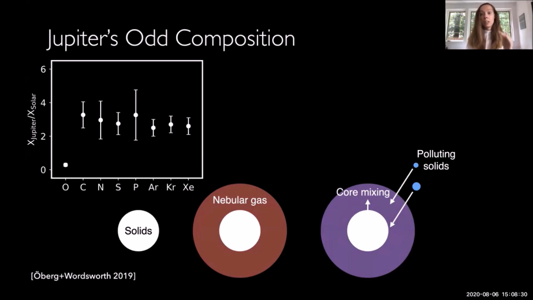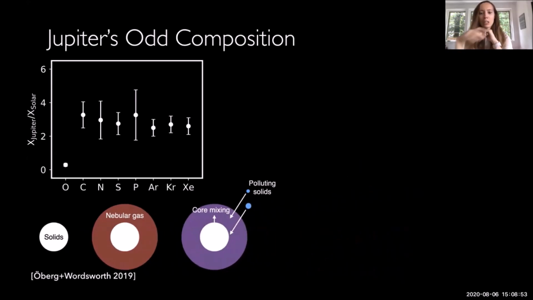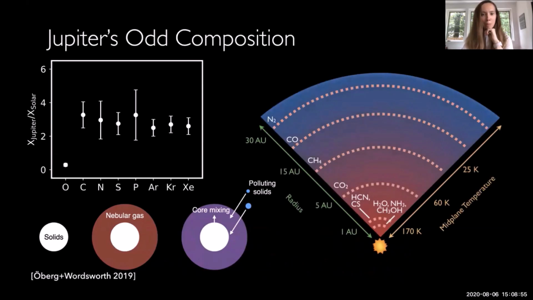So it's not weird that Jupiter is enriched in these heavier elements compared to the sun. That we can explain with this large step of core mixing or pebble-like dissolution in the envelope. What is weird is that it's enriched in all the elements the same way. And why that is and what that has to do with disk chemistry, I'm going to try to explain with this illustration here, which shows that as you go away from the sun in the solar nebula, it gets colder because you're further away from the sun.